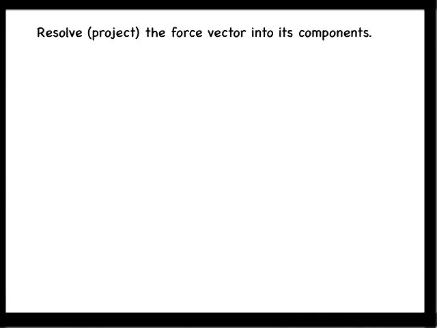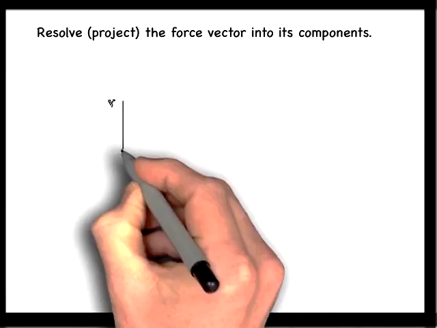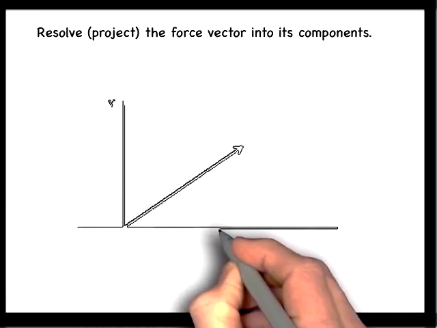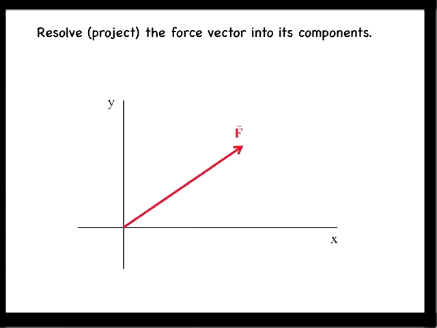If we place the force vector at the origin, we can, through the same methods used to find the x and y components of any vector, determine the x and y components of the force. We can then apply Newton's second law to the force's components to get the x and y components of the acceleration.